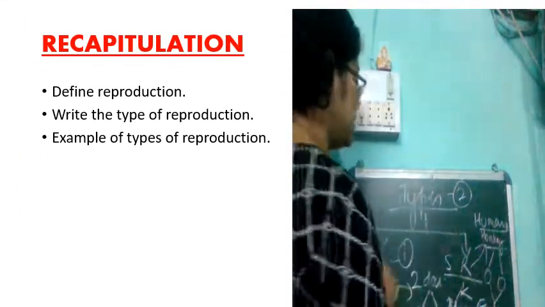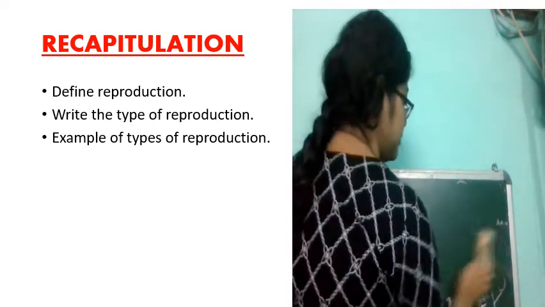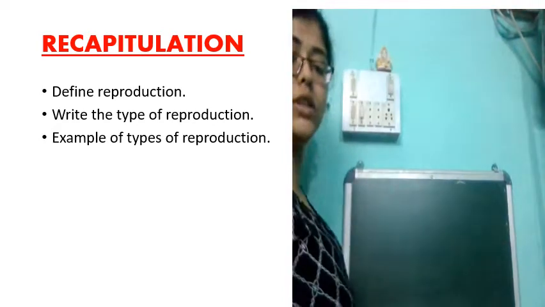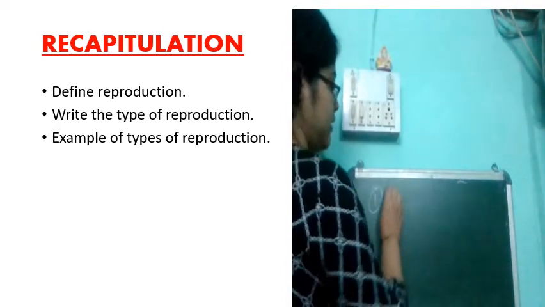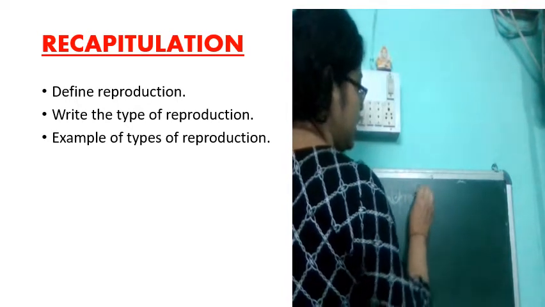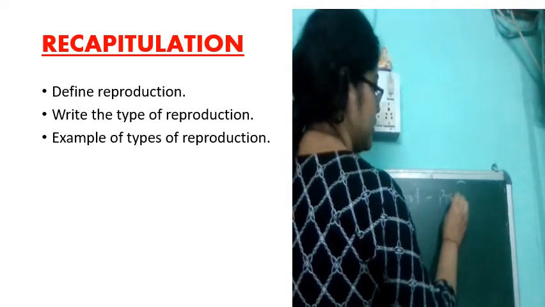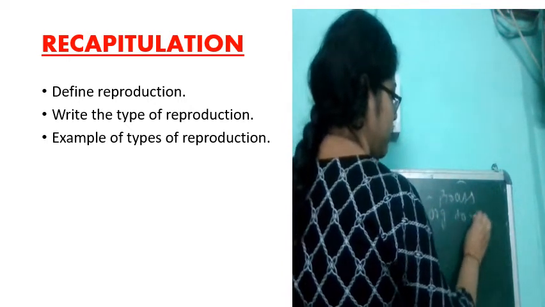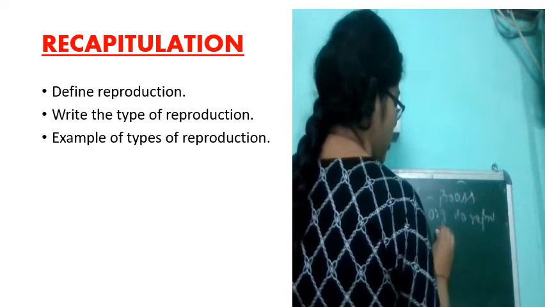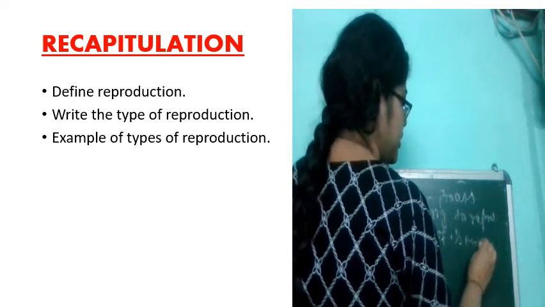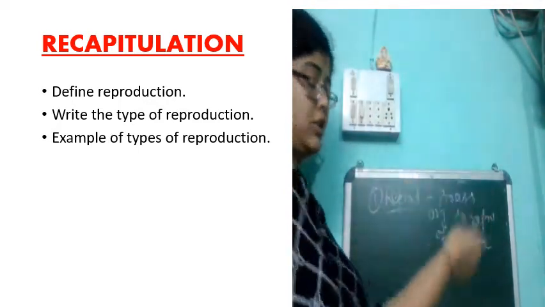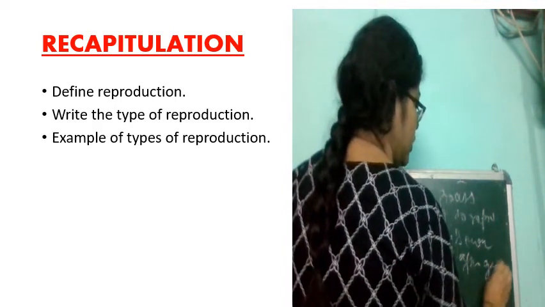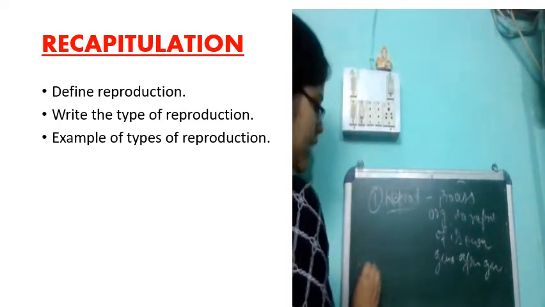Now kids, it's the time for recapitulation. So your first question is: define reproduction. Now let's revise again. What is reproduction? It is a process through which an organism is able to reproduce of its own species. How or when? Generation after generation.